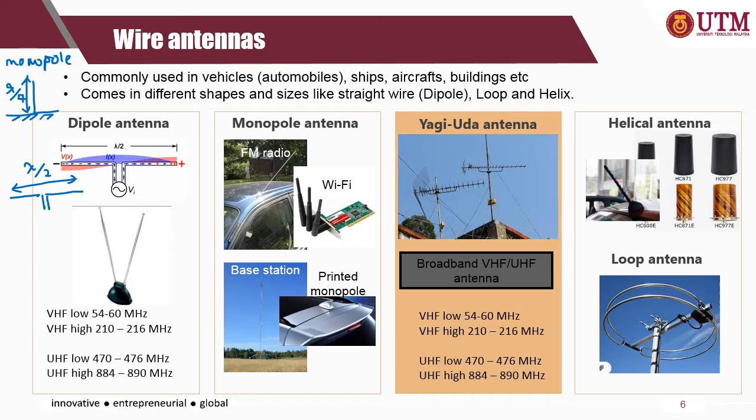Okay, so the figures show some applications of dipole and monopole antenna. Next is Yagi-Uda antenna, which we can usually see in television aerial. And next is the helical antennas, usually used for the car aerial. And lastly, the loop antenna.